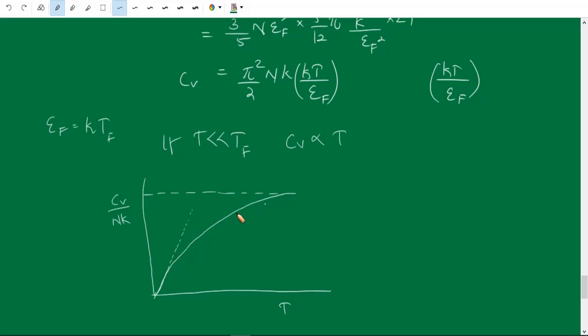Okay, so at low temperature CV is proportional to T. This happens in metals also. So metals can be considered as a free electron gas. The electron specific heat of the metals is proportional to T.